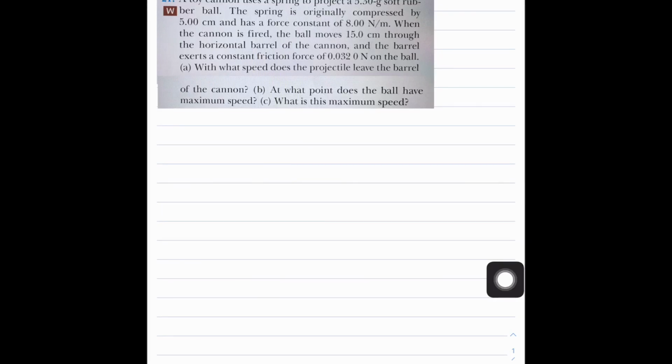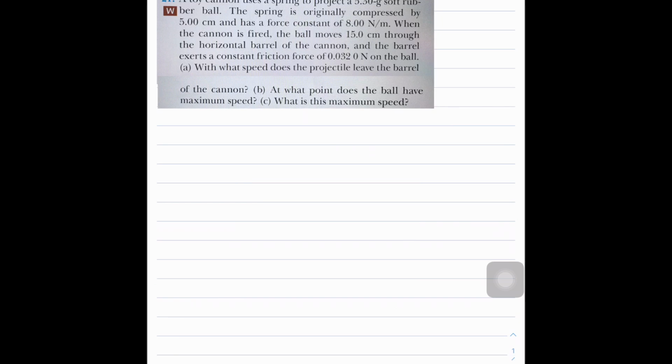Law of conservation of energy, we're gonna have number 21. So we have a toy cannon that uses a spring to project a 5.30 gram rubber ball. The spring is originally compressed by 5 centimeters and has a force constant of 8 newtons per meter. When the cannon is fired, the ball moves 15 centimeters through the horizontal barrel of the cannon, and the barrel exerts a constant friction force of 0.032 newtons on the ball.